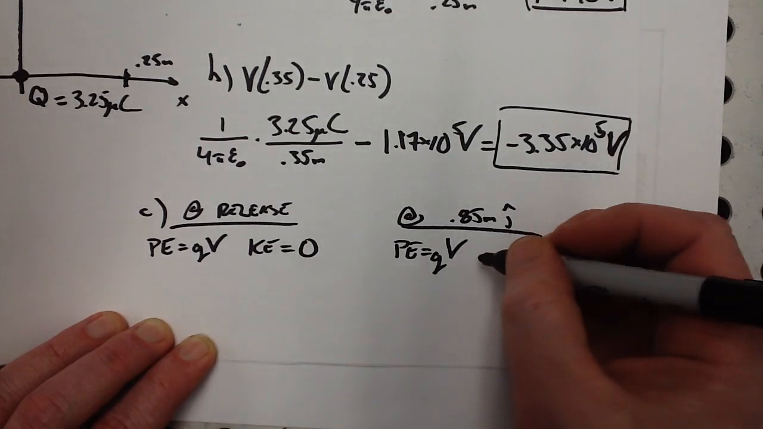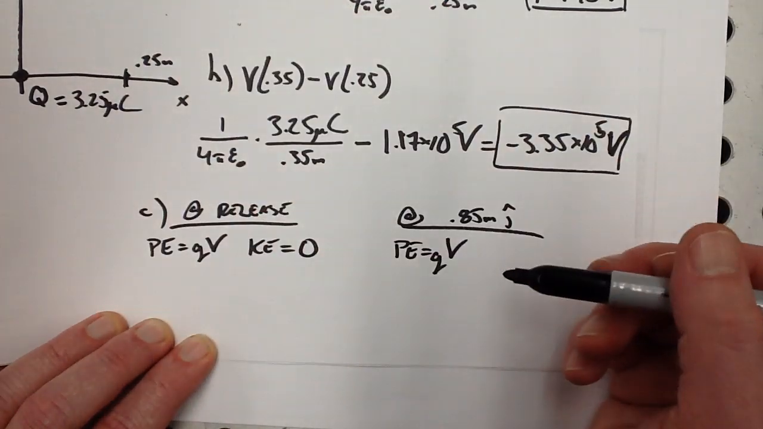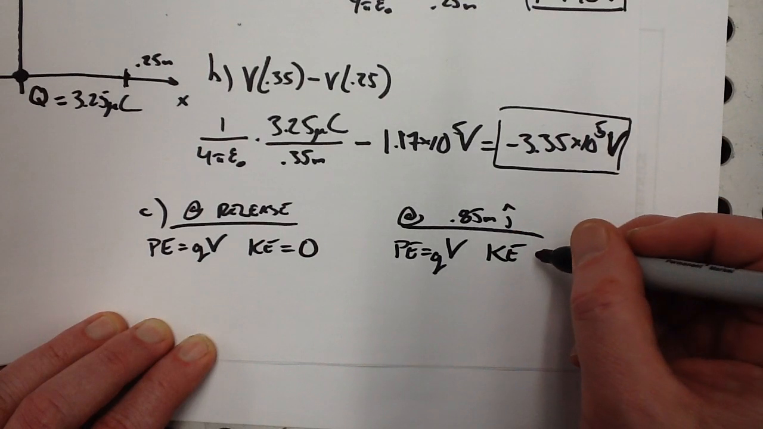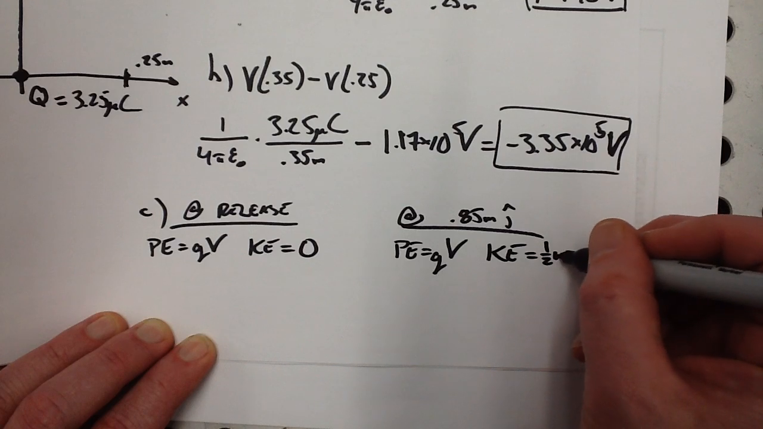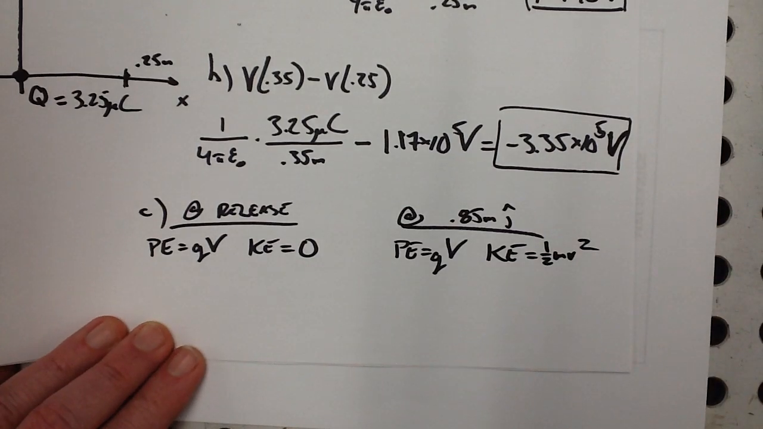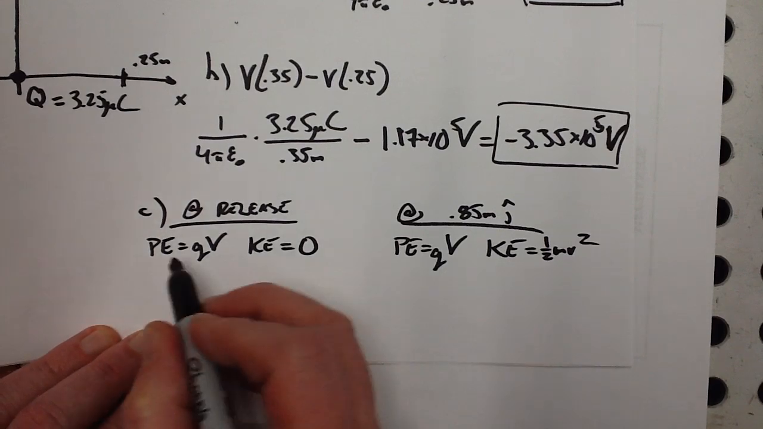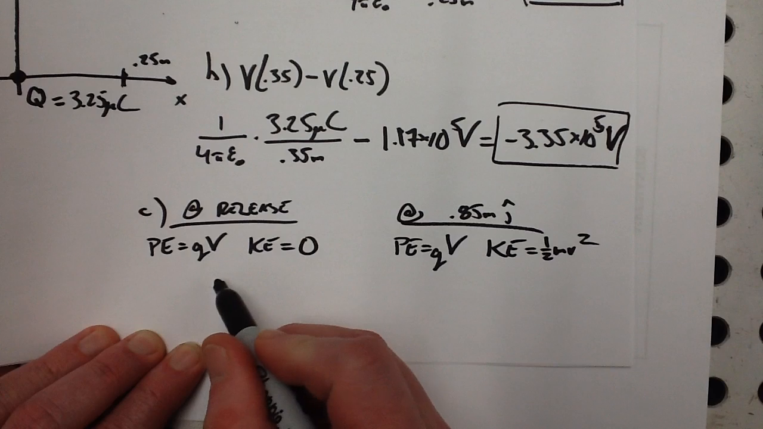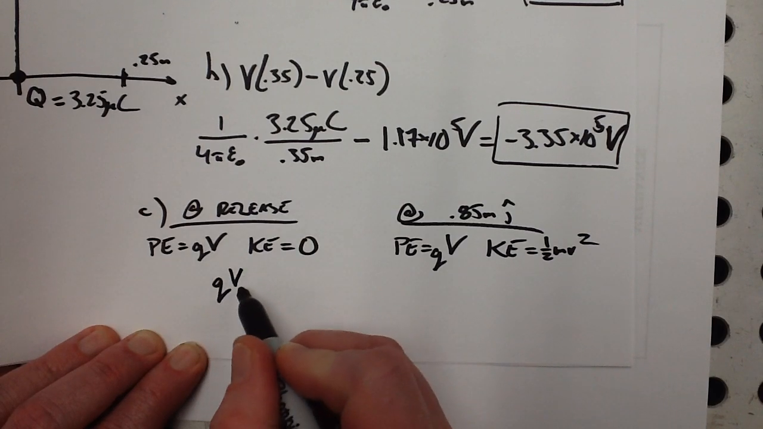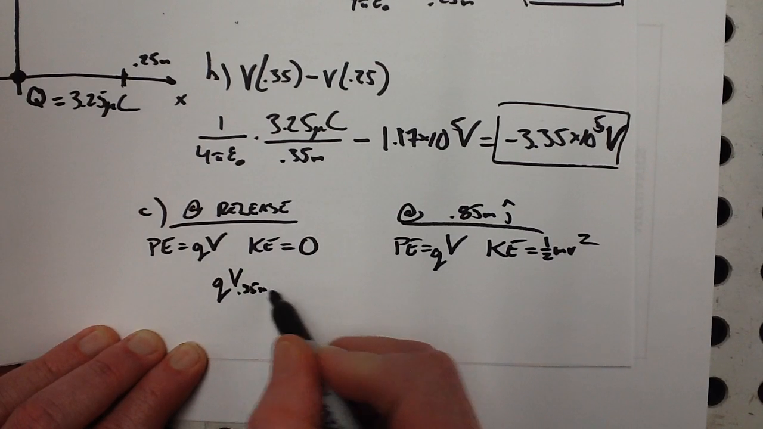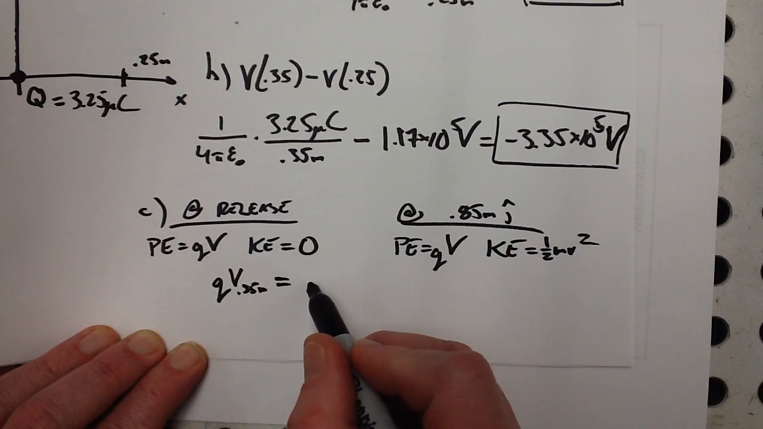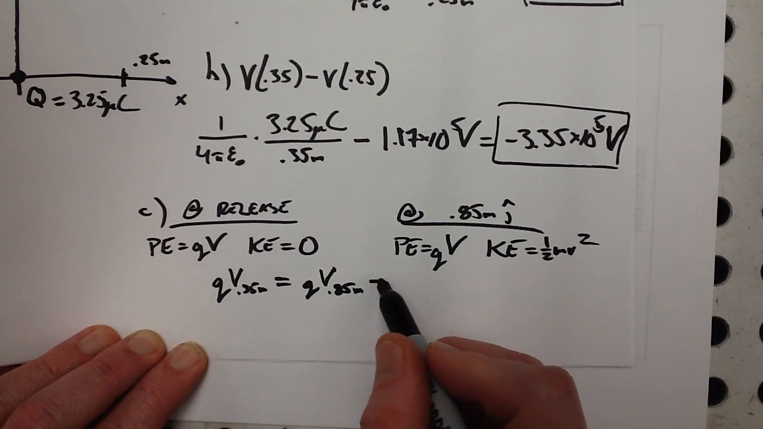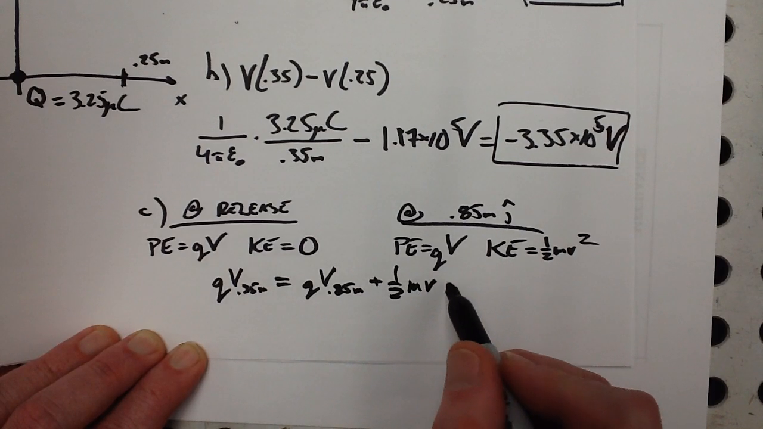Per our discussion there, it will have more or less. Think about that if you want, maybe pause for a sec. And the kinetic energy is going to be equal to 1/2 mv squared, and we'll try to find that v. There are no non-conservative forces, so that means my energy is conserved. So QV at the 0.35 meters is equal to QV at the 0.85 meters plus 1/2 mv squared.